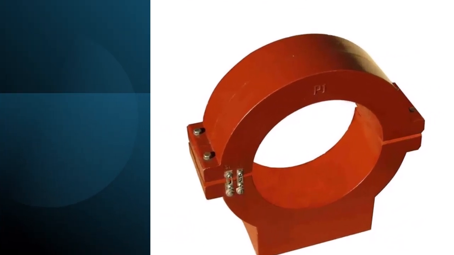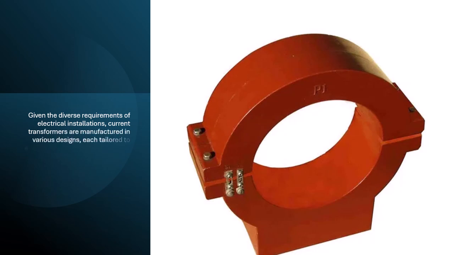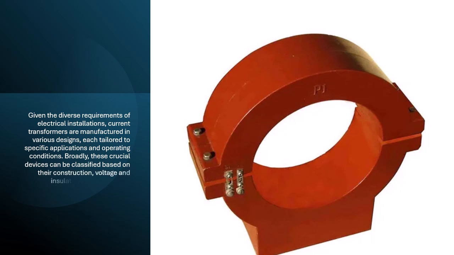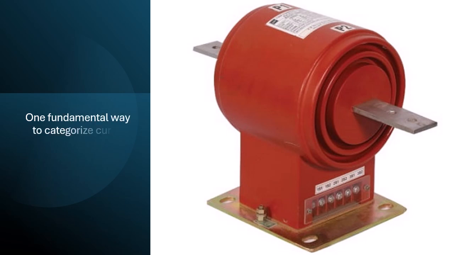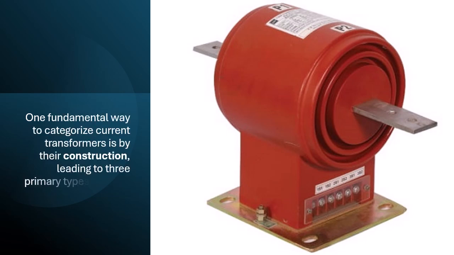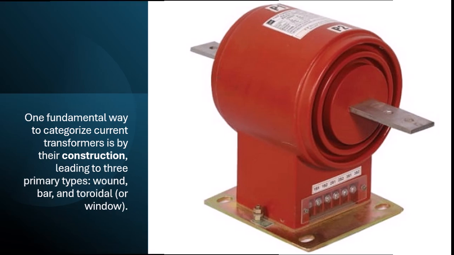Given the diverse requirements of electrical installations, current transformers are manufactured in various designs, each tailored to specific applications and operating conditions. Broadly, these crucial devices can be classified based on their construction, voltage and insulation levels, and their intended application within the system. One fundamental way to categorize current transformers is by their construction, leading to three primary types: wound, bar, and toroidal, or window.